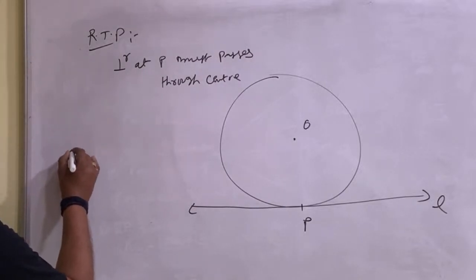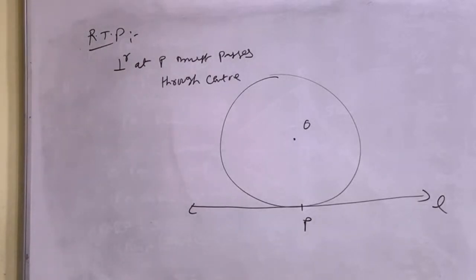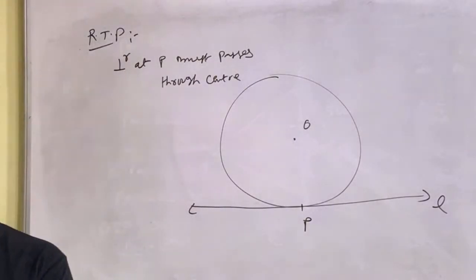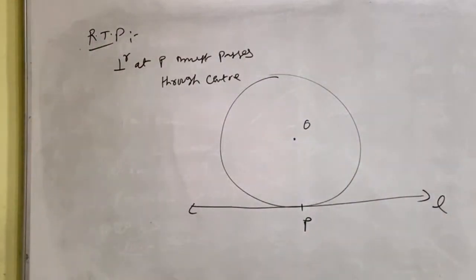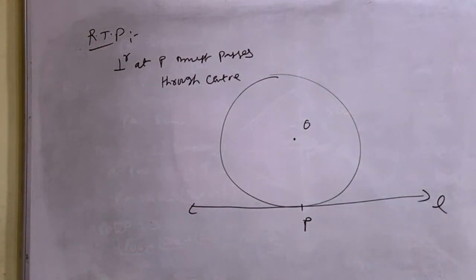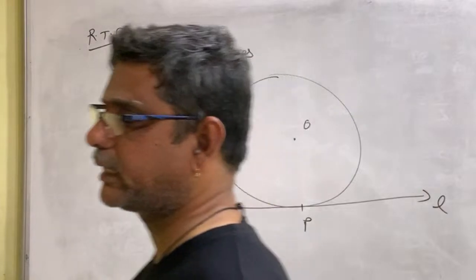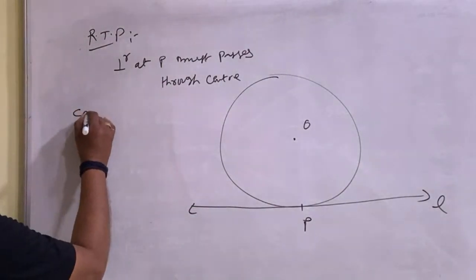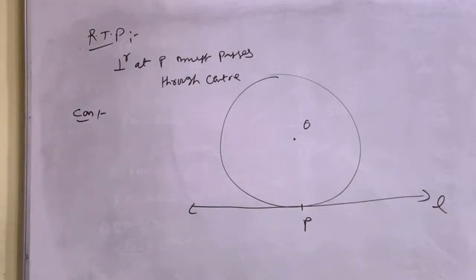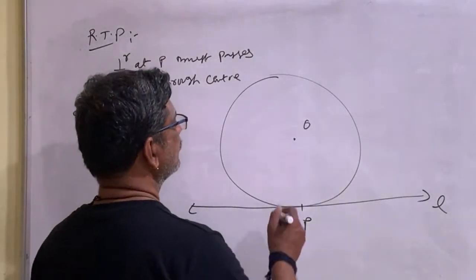And I told you we have to solve this problem by using the method of contradiction. So whatever he is asking to prove, we'll go in a different way. The perpendicular that is drawn at the point P will not pass through the center. We'll take that one. Okay?